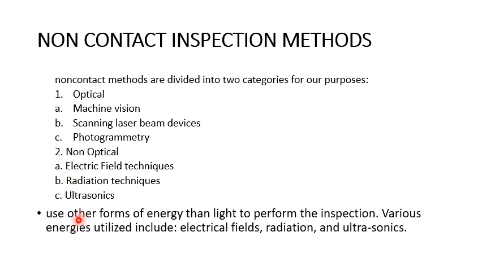So in this method, we particularly use some forms of energy other than light to perform the inspection. So in non-optical, we use other forms of energy than light. We don't use a light source, but we use some kind of energy like electrical field, radiation, and ultrasonic in non-optical inspection methods. But in optical, we particularly use light as a source.